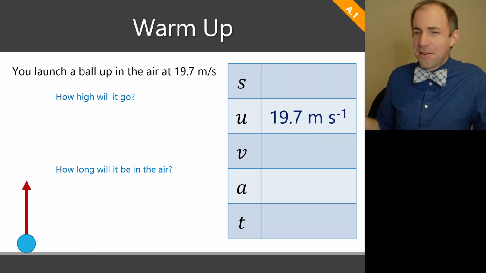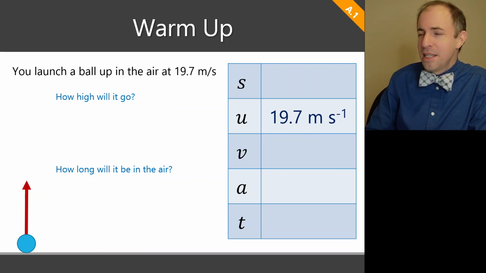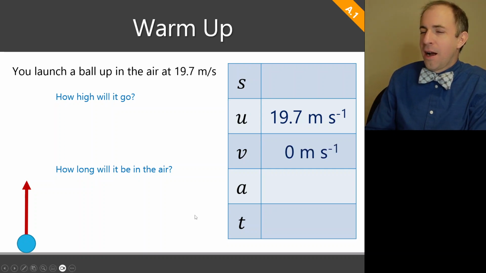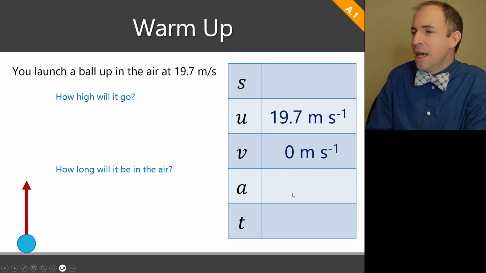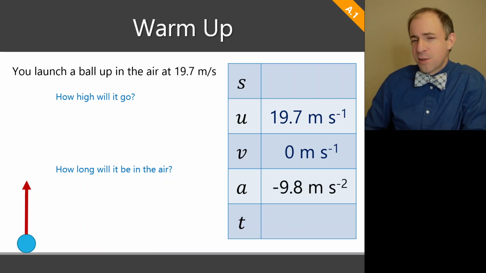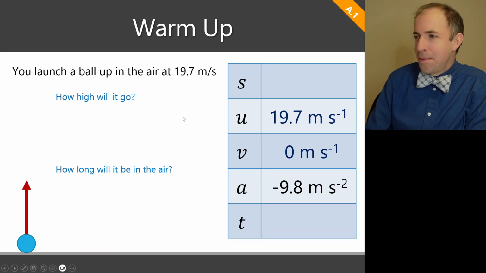If I want to know a final velocity, it's helpful for us to be able to access the highest point. We know at its highest point in the trajectory going up in the air, our final velocity is going to be zero. It comes to a stop for a split second before it turns around. And then due to gravity, our acceleration is negative 9.8 meters per second squared. We're defining down as being negative so that up, our initial velocity, is positive.